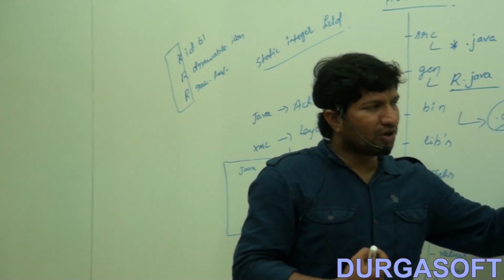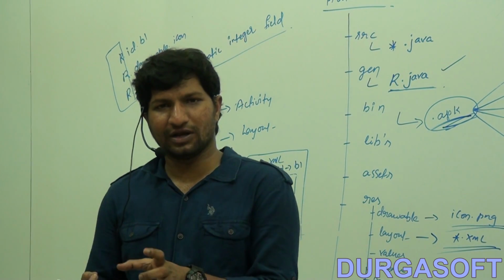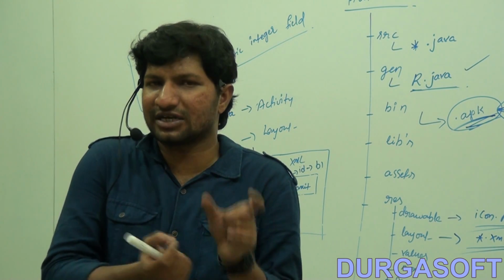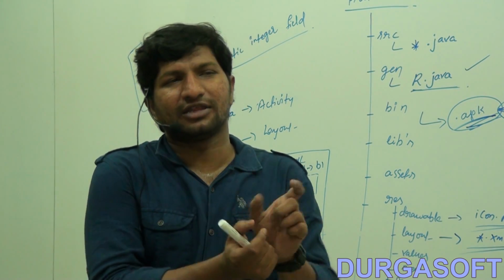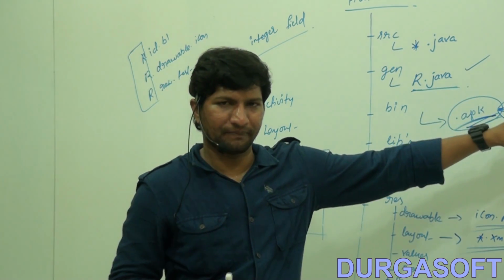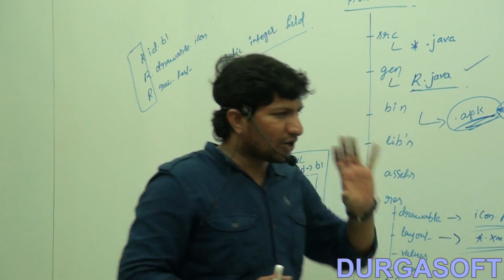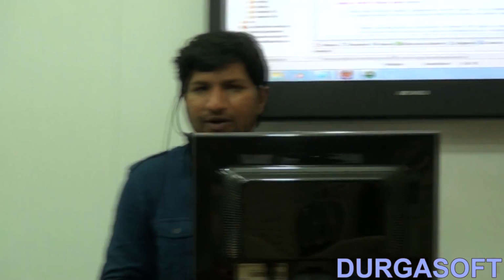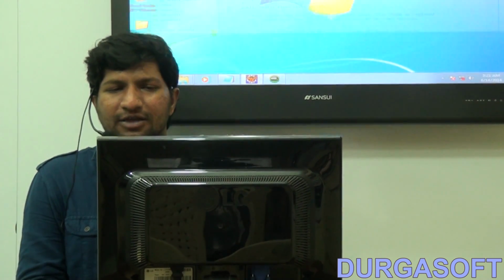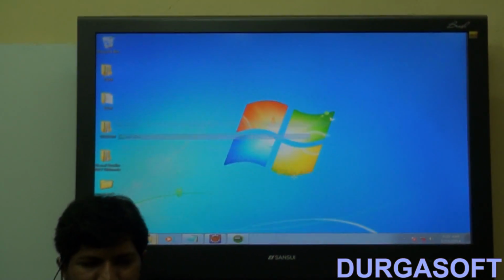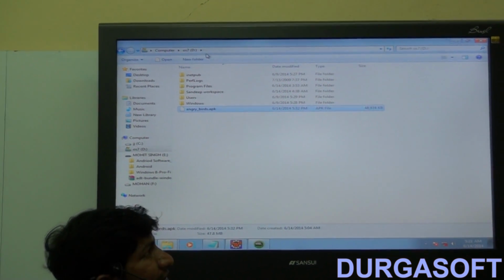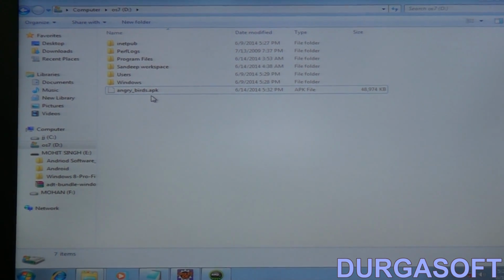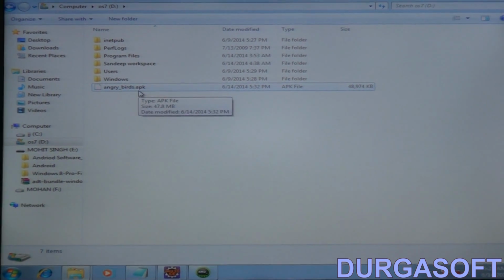Okay, so I'll show you really. We'll download an APK file from the net, and I'll extract that APK file. We'll see really whether the APK file consists of all these things or not. So I already downloaded one APK file, which is the most popular game, Angry Birds. I copied it in my D drive. This is the file name, angrybirds.apk. We'll extract this APK file and we'll see what it consists of.